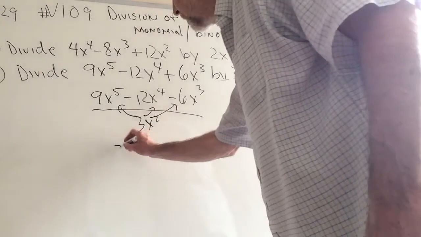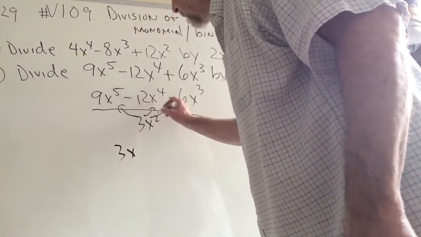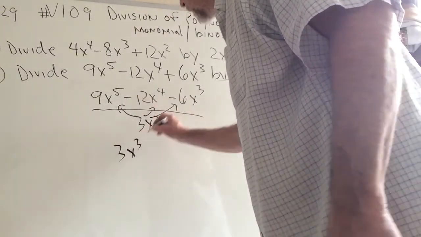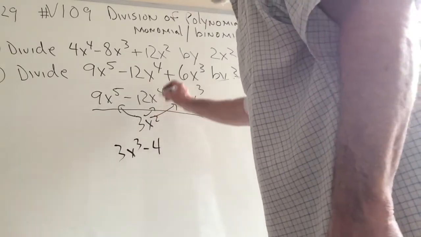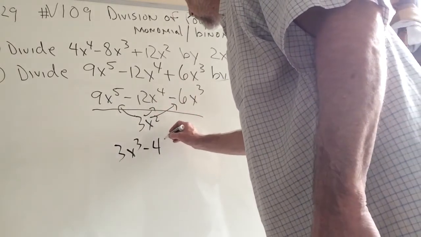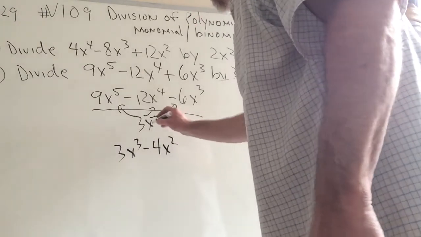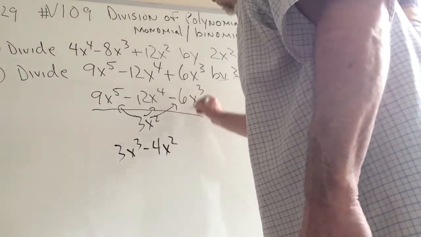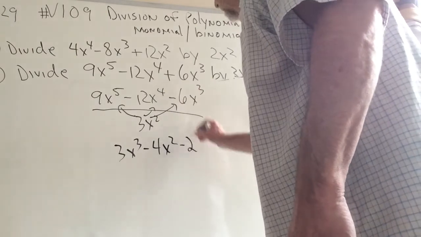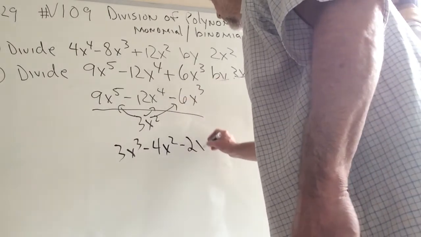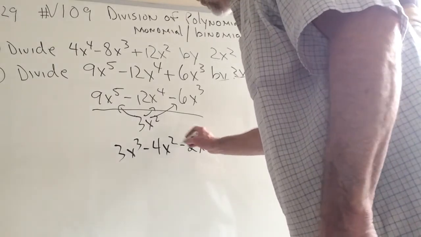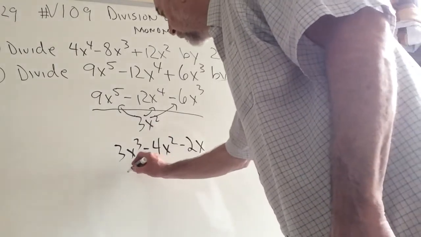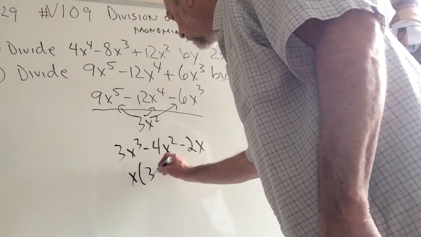3 goes into 9 3 times, and 5 minus 2 is 3. 3 goes into negative 12 4 times, and 4 minus 2 is 2. And finally, 3 goes into negative 6 2 times, and 3 minus 2 is x. And notice we can factor this one. Although 2, 4, and 3 are co-prime numbers, they share the x.